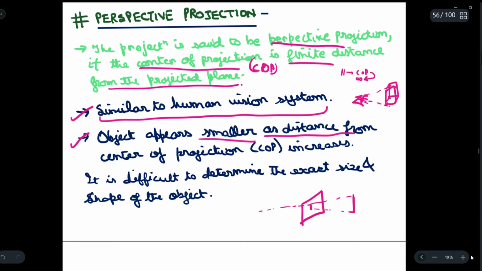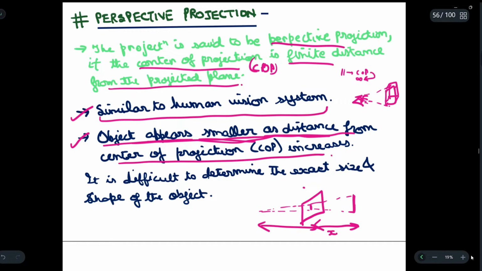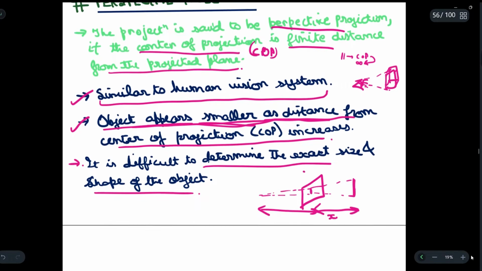Now if we increase this distance, say x, then the object will appear smaller as compared to when it was nearer to the image plane. So by the third point we can see that the object appears smaller as the distance from the center of projection increases. Now let us come to the fourth point. It is difficult to determine the exact size and shape of the object, like if we see an object from a distance, it is difficult to tell its exact size and shape, and this is the case in perspective projection.